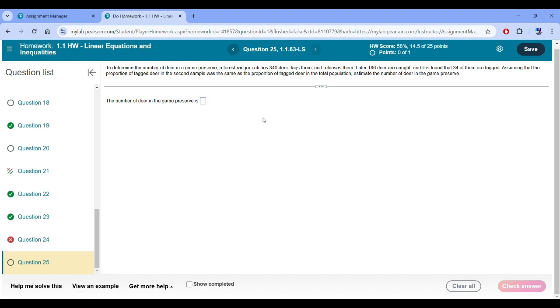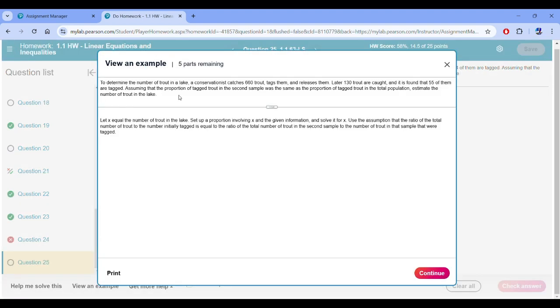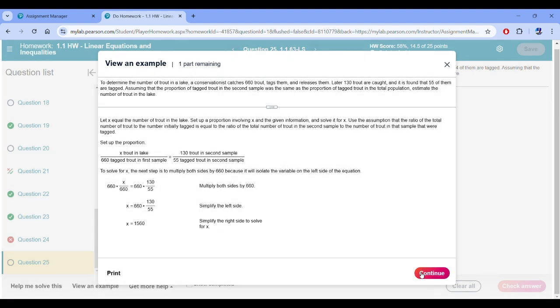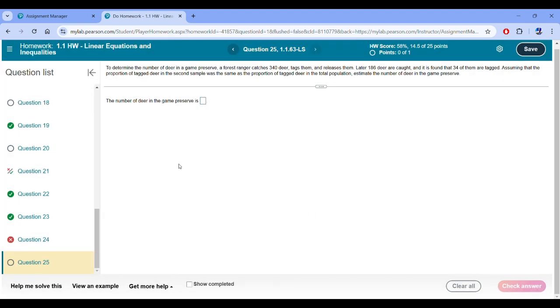So here we're going to have to set up a proportion where it would be 340 out of X is equal to 34 over 186. So let me go to view an example, just because it's going to be easy to see. So here it's 660, 130 are caught, and 55 of them are tagged. So let's set up our proportion. X over 660 equals 130 over 55. Cross multiplying, solving for that, and you figure out there should be 1,560 in there, estimated total.